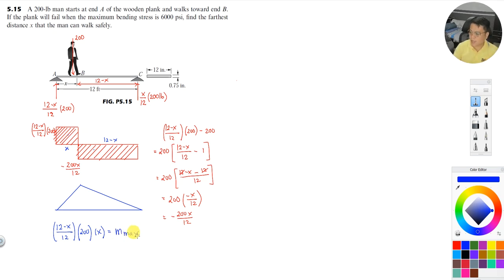Okay, yan, M maximum. Now for the Fb equals to Mc all over I. Kunin muna natin yung I. So, again, ang b niya is 12, 0.75 cube all over 12. So you can now have the I. So 12 times 0.75 cube all over 12. So you can have it as 0.421875 inches to the fourth.